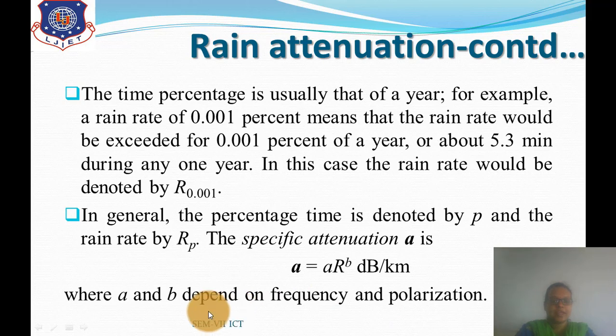Now, A and B have different values depending on the type of polarization, either horizontal or vertical, which we will discuss in the next chapter. So, depending on the polarization and frequency, the values of A and B are decided, and they are given in a table in the reference book.